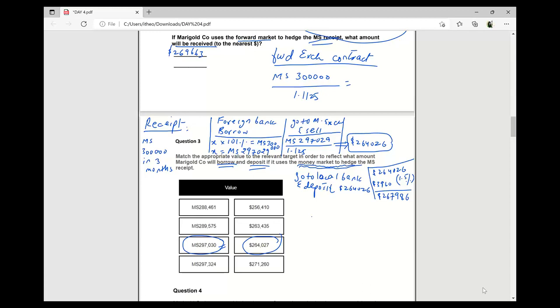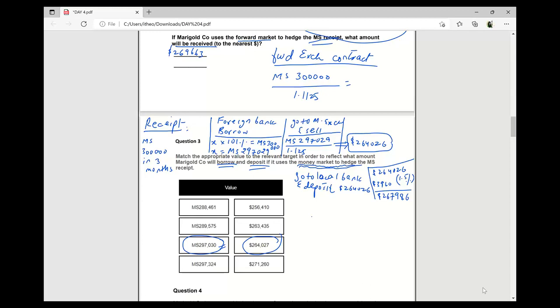Secondly, go to the money changer and sell. When you sell, you will use the spot rate. Forward rates are only in forward exchange contracts. So selling is at the selling rate 1.125, you get dollars, and then deposit those dollars. When you deposit, you get interest at the deposit rate.